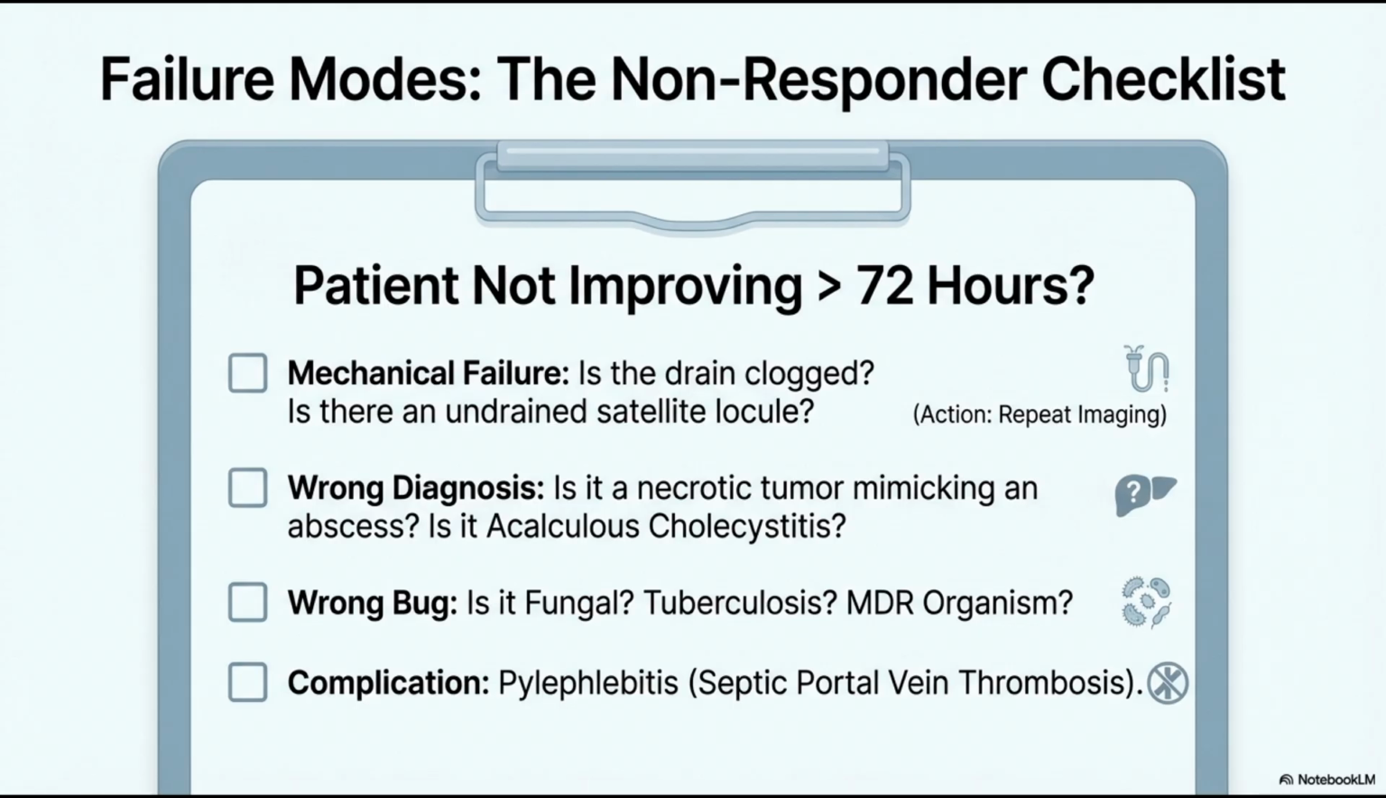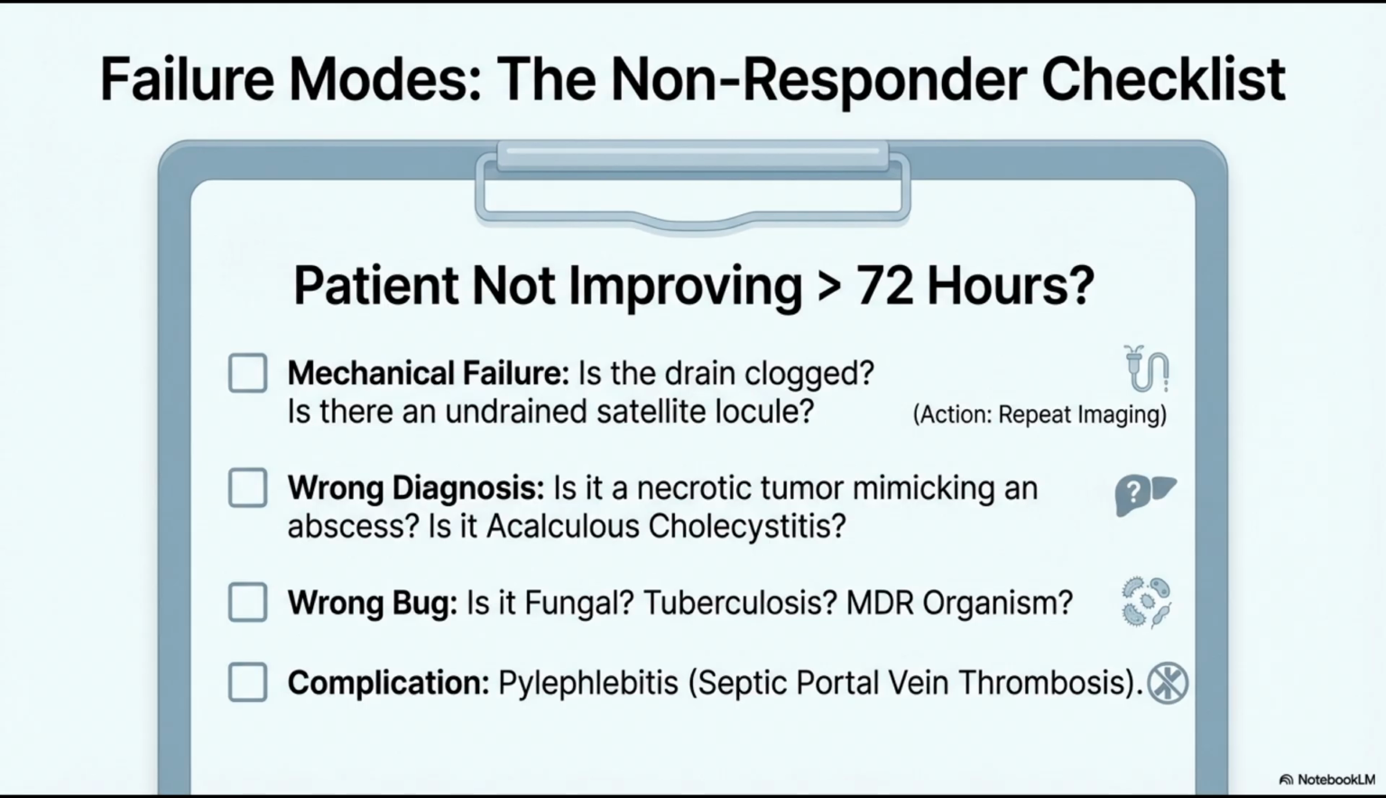Item 3, is the diagnosis correct? Is that abscess actually a necrotic tumor that won't get better with a drain? Is the primary source of sepsis not the liver at all, but actually a calculous cholecystitis that we missed? And finally, item 4, are there complications? Did we miss the metastatic endophthalmitis from that hypervirulent Klebsiella? Did they develop pylephlebitis on top of their diverticulitis? You have to broaden your search.